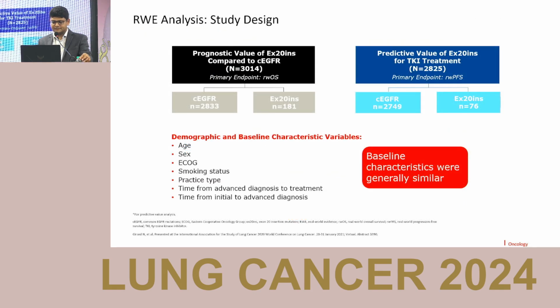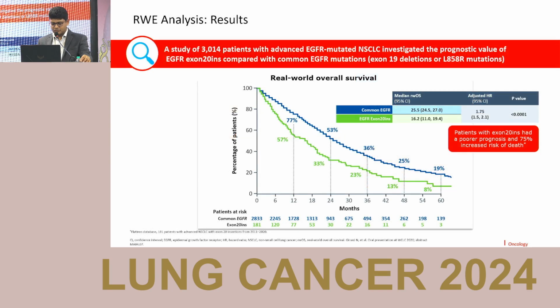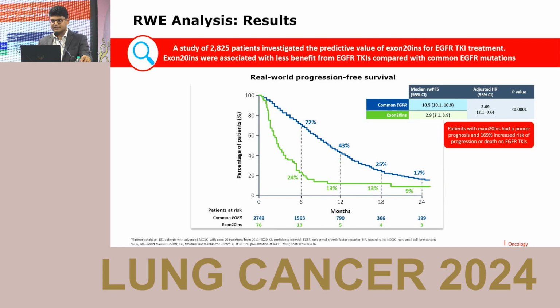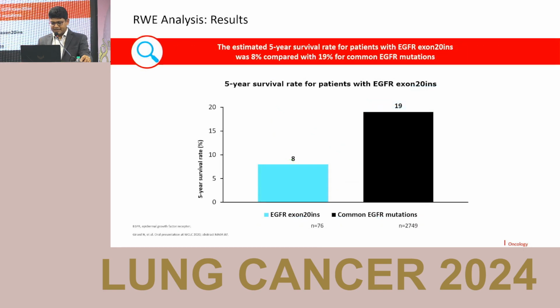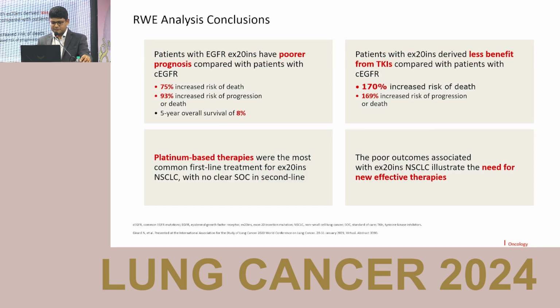Real world data, we all are aware that compared to conventional EGFR patients, patients with exon 20 insertion mutation do worse. So this is real world overall survival, the common EGFR mutation versus EGFR exon 20 insertion mutation: 25.5 versus 16.2 months, and PFS 10.5 versus 2.9 months. 5-year survival rate again 8%. So these patients have poorer prognosis, they benefit less from TKI. Platinum based therapy is most commonly used regimen, and there is need of more effective treatment, which probably will be discussed in next panel.